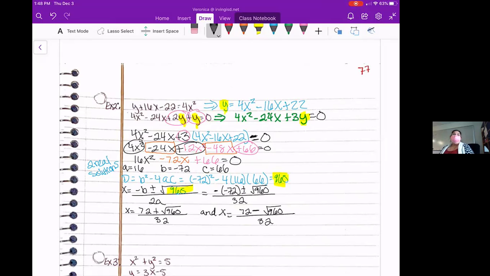So this is what I meant by the numbers got ugly. How many of you want to plug these numbers back into one of the equations at the top just to find the y value? Any takers? Because I know I do not want to do that, okay?